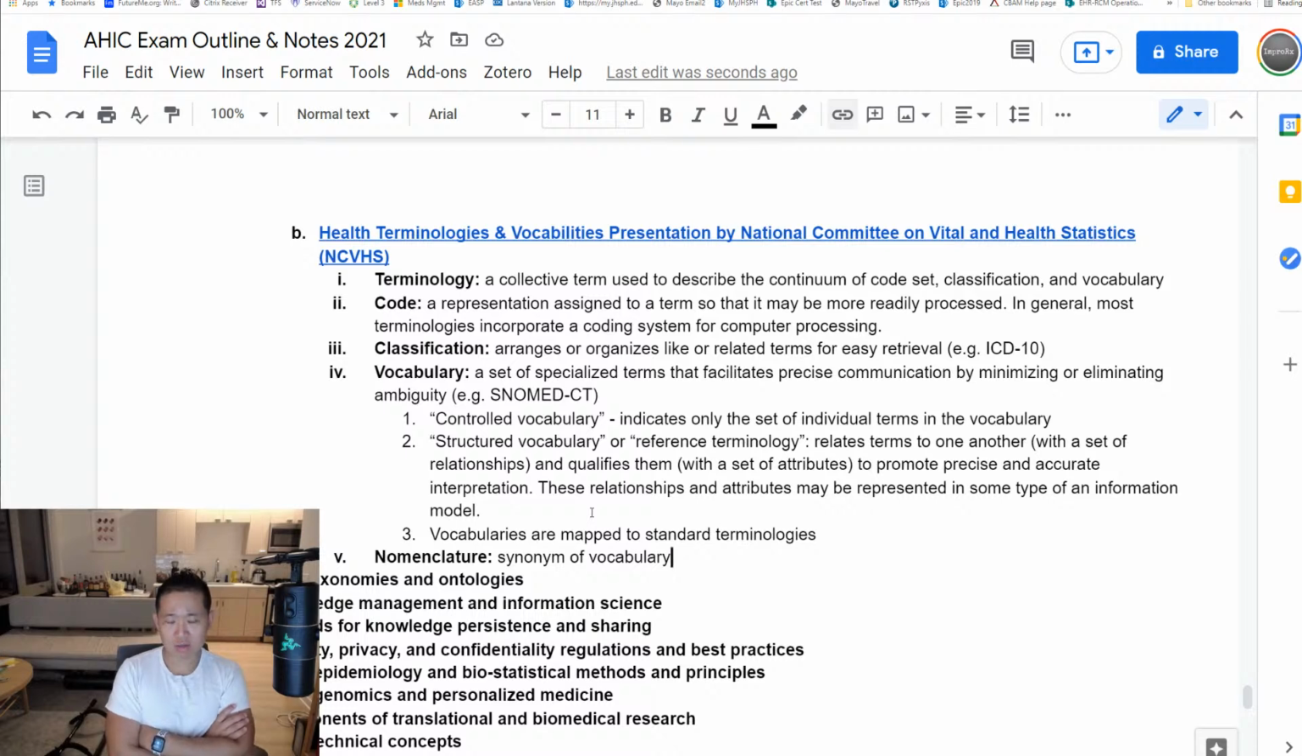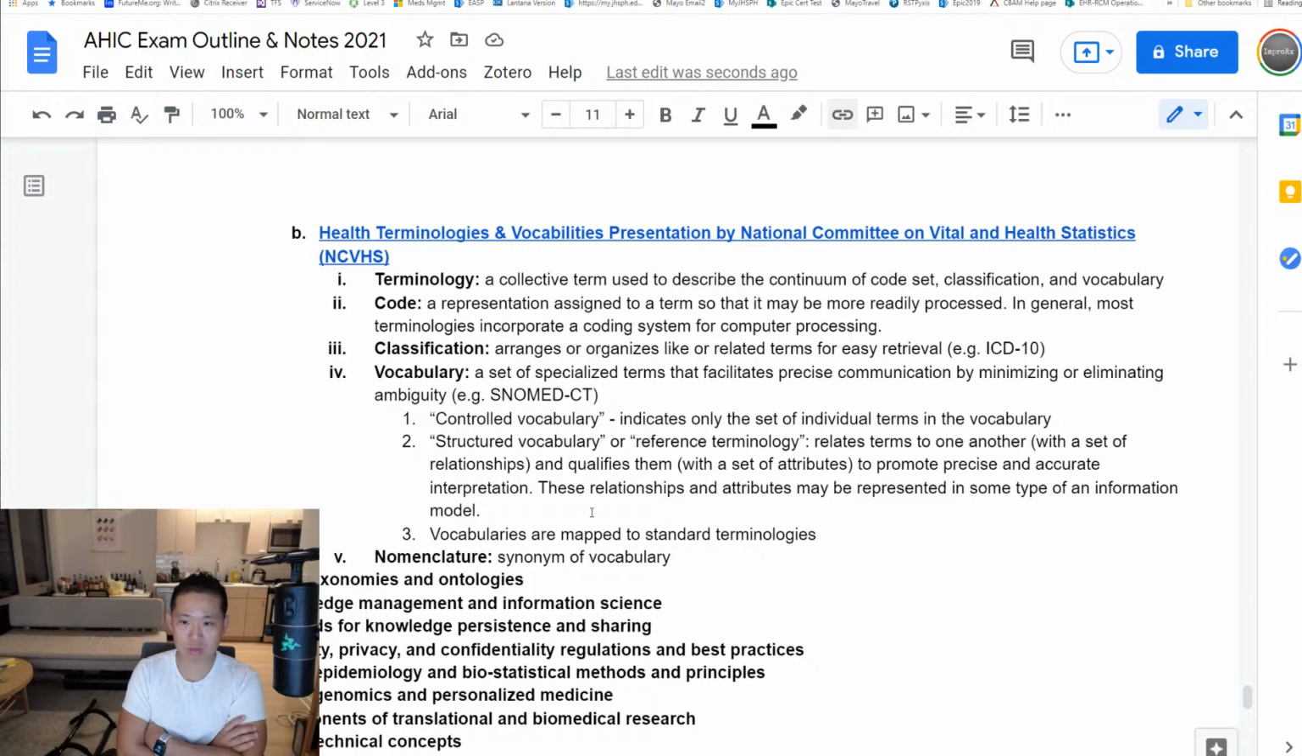One more time. Terminology, a collective term used to describe the continuum of code set, classification, vocabulary. Code makes sense, just some code for processing. Classification is like grouping. How do you arrange or organize like or related terms for easy retrieval? Vocabulary is a set of specialized terms that facilitates precise communication. So it should be using vocabulary, so clinical vocabulary. Okay, so these are almost like your standards. Controlled vocabulary indicates only the set of individual terms in the vocabulary. Structured vocabulary or reference terminology relates terms to one another with a set of relationships and qualifies them with a set of attributes to promote precise and accurate interpretation. These relationships and attributes may be represented in some type of an information model. Vocabularies are mapped to standard terminologies.